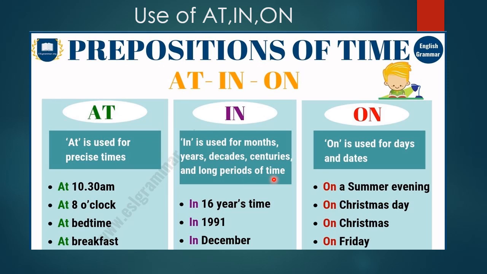If I say I was born in the year 1995, that's a long period of time, isn't it? So the preposition in is used. In 16 years time, in 1991, in December. Clear? Moving next, on. On is used for days and dates.